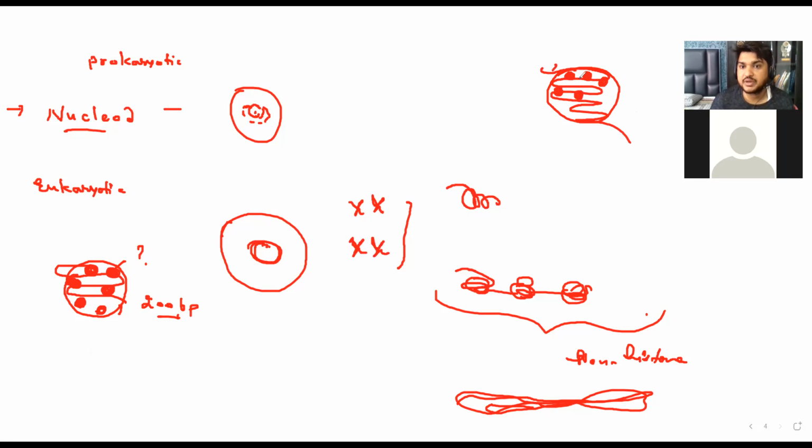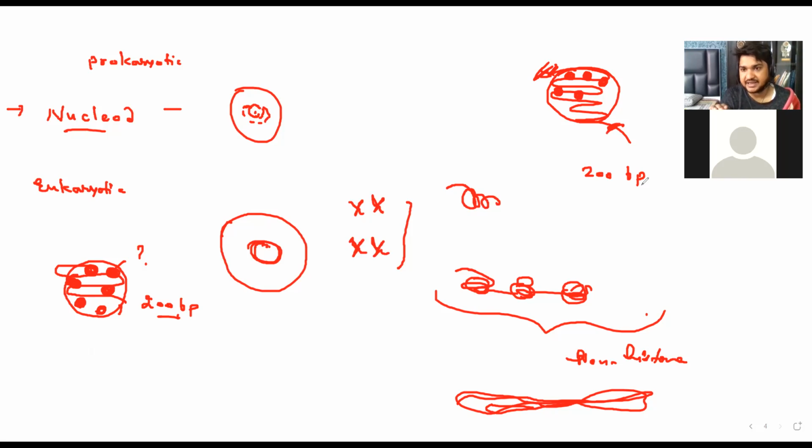From the beginning to the end, 200 base pair are covered by a single nucleosome. So how much does one histone protein contain? 68 nanometers. Are you sure? No, you are wrong. Calculate it.